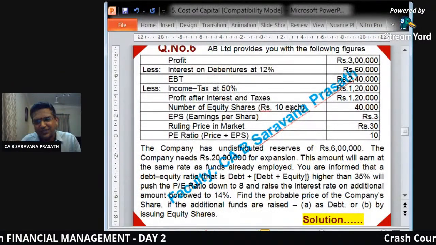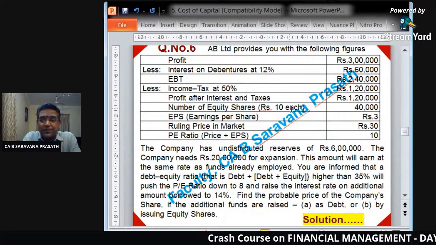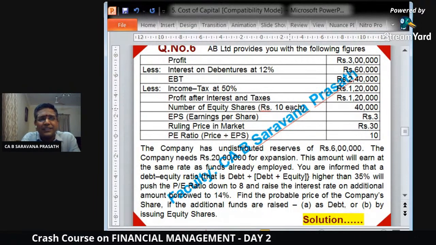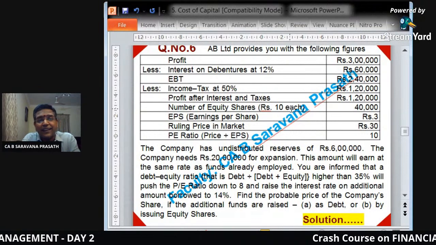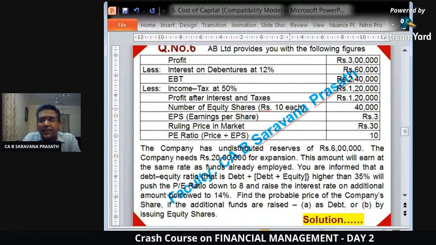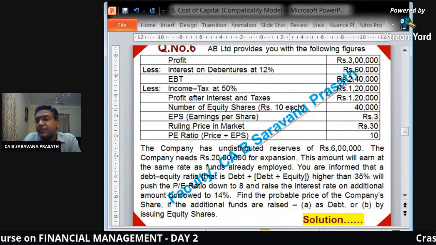Let us look at this question. AB Limited provides you with the following figures. Profit 3 lakh. This has been asked in the examinations, including final, old syllabus, etc., many times. Profit 3 lakh plus interest on debenture at 12%, 60,000.